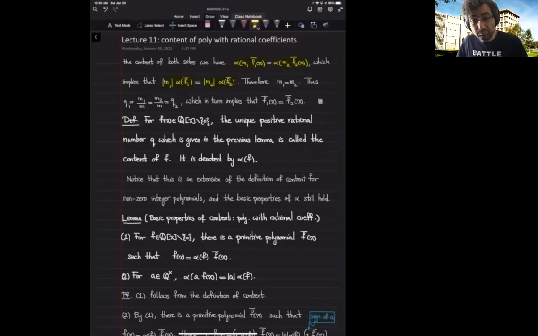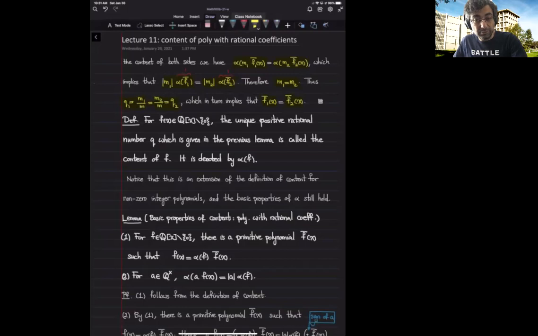But F1 bar and F2 bar are both primitive polynomials. That means their content is indeed 1. So this is 1 because this is a primitive polynomial, and this is also 1. From here, I can deduce that M1 is indeed M2. Now that they are the same, I can cancel them out and deduce that F1 bar is also equal to F2 bar. And notice that Q1 was M1 divided by M, and Q2 is M2 divided by M. Because M1 is the same as M2, I get equality.